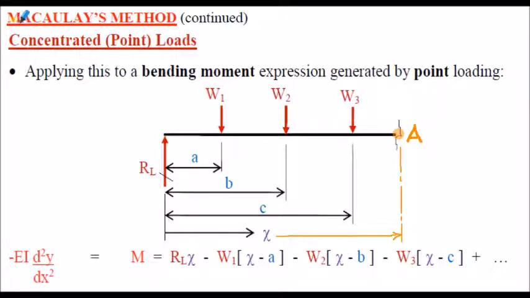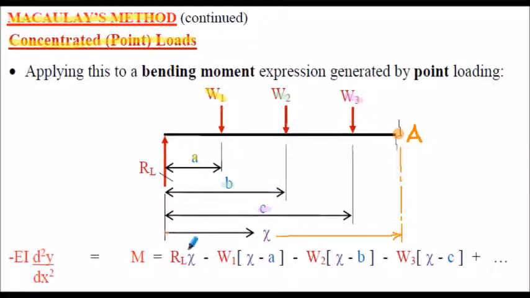Macaulay's method continued. Let's consider the application of point loads to our beam and the generating of the bending moment. So in the diagram below we have 3 point loads. We have W1, that's distance A from the left-hand end, W2, distance B from the left-hand end, and W3, distance C from the left-hand end. The x dimension starts from the left-hand end and moves towards the right.